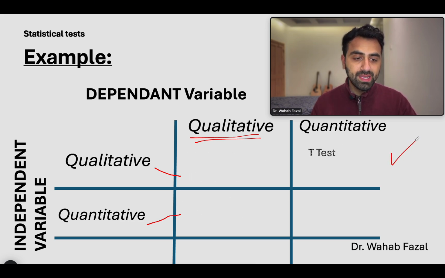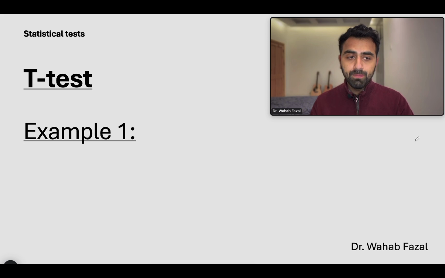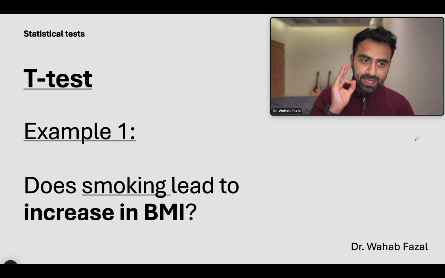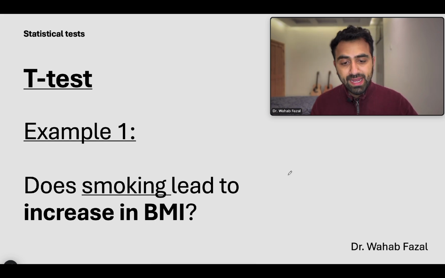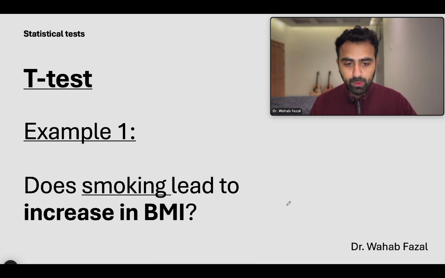If we want to study a quantitative outcome, meaning t-test, ANOVA, and linear regression. Let's first talk about t-test and then we'll talk about those later. What is t-test? You must have heard about this a lot. So let's understand this with the help of an example. Does smoking lead to an increase in BMI? What is the independent and dependent variable here? Take a minute, pause the video, see if you can figure it out.